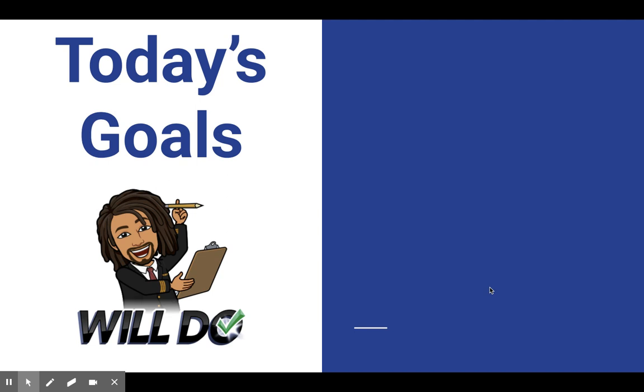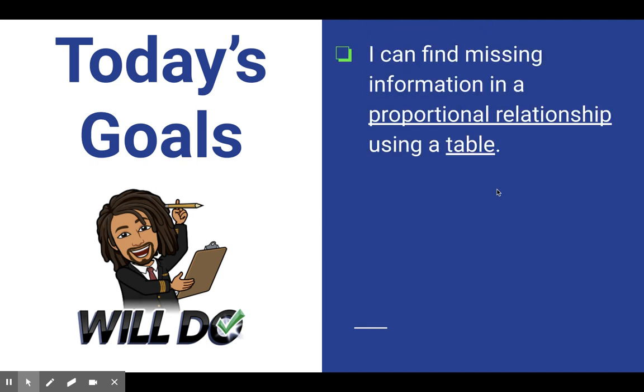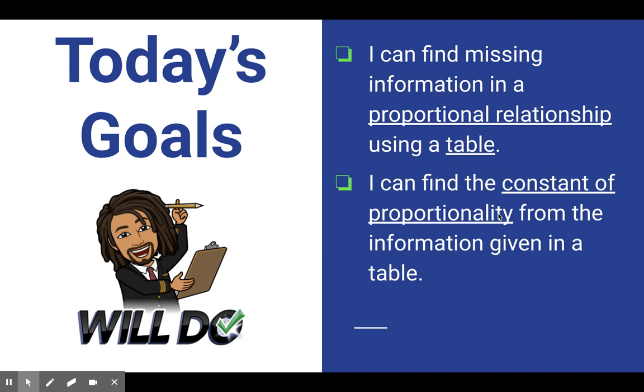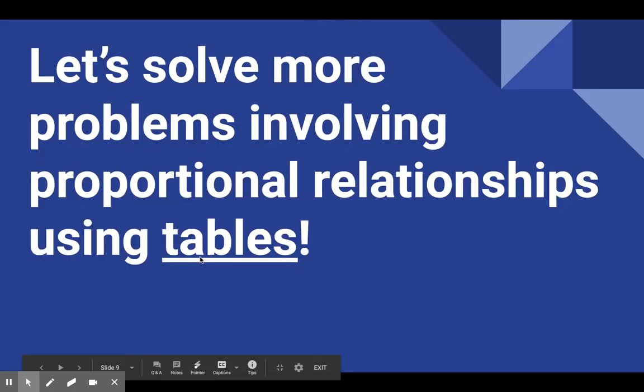So let's jump into our goals for today's class. These goals are what we want to be able to accomplish by the end of our independent session time. So the first thing is we want to be able to find missing information in a proportional relationship using a table. And then we want to be able to find the constant of proportionality from the information given in a table. So let's jump right in.